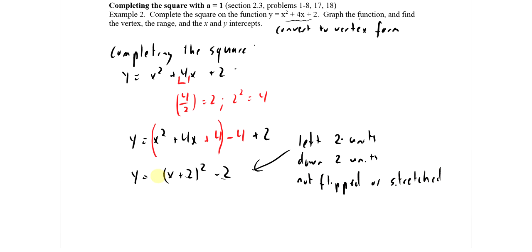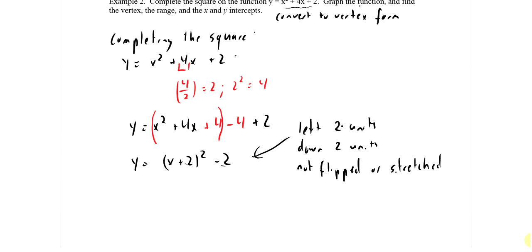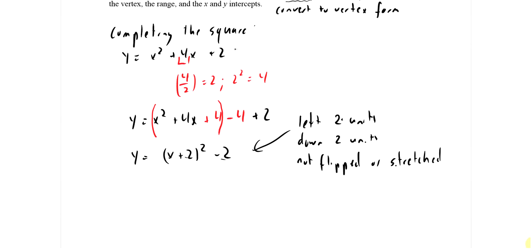How do we know it's not flipped? The coefficient here is positive, so it's not flipped. And it's not been rescaled at all because there's no coefficient out front, right? And so this is a equals 1. This is dealing with non-scaled parabolas. Great. And now we can do all the things we want to do. Graph the function, vertex, range, x and y intercepts.